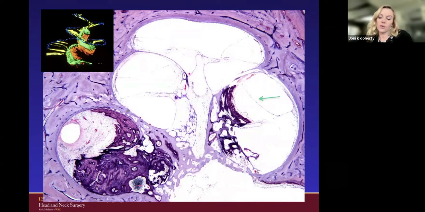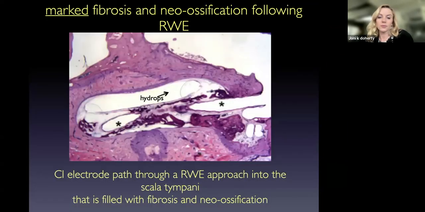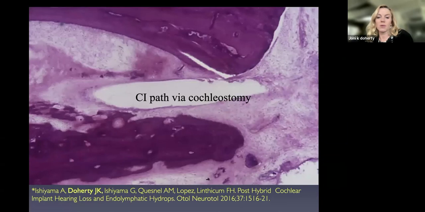And so that was what we were looking at. And here's another example of a cochleostomy insertion with new bone and hydrops. You can see the Reissner's membrane bowing out. Here's another example of the hydrops. And that one we saw already.